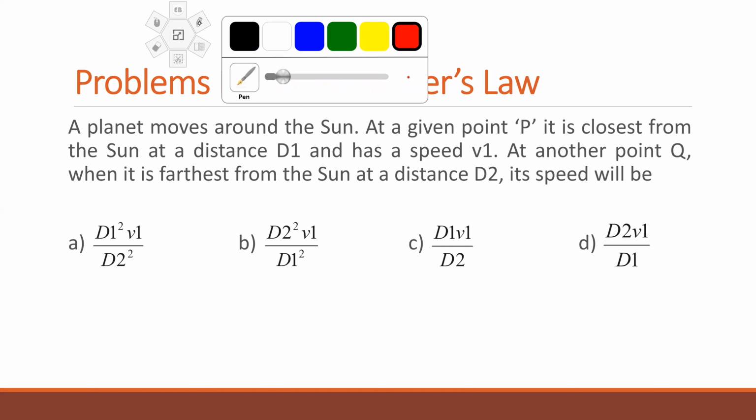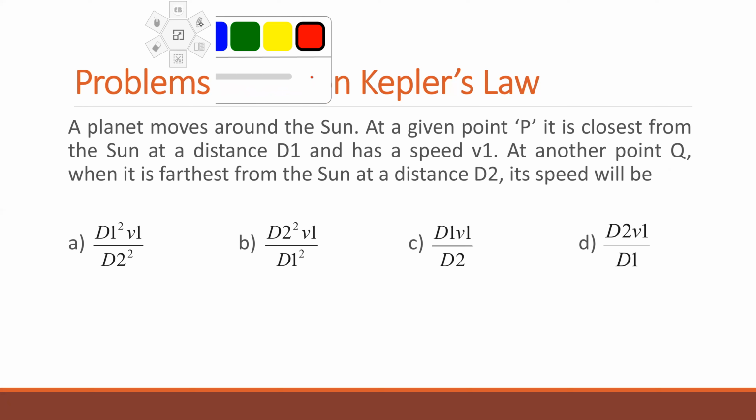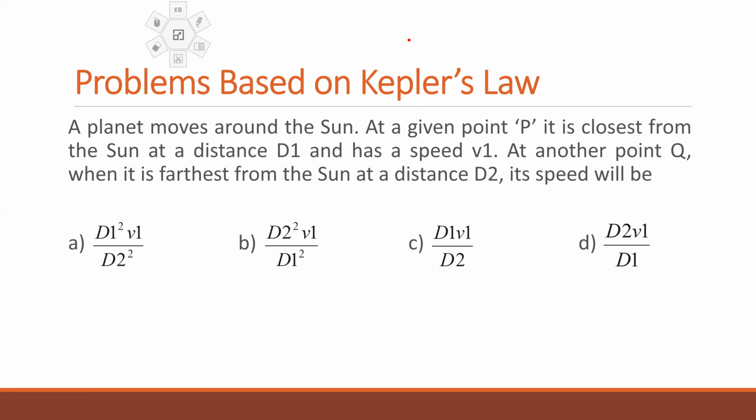See, at a given point P, it is closest to the Sun, at a distance of d1. And it has a speed V1 when it is closest. Another point Q is there when it is farthest from the Sun, at a distance of D2. Its speed will be, that is, okay.